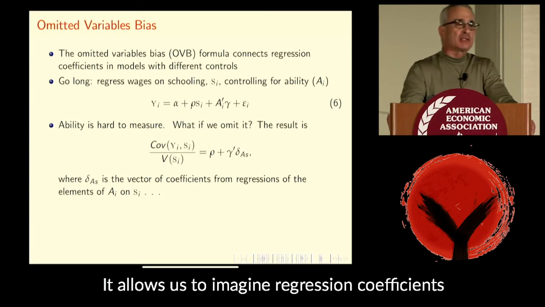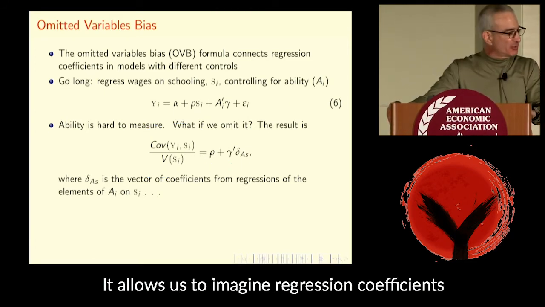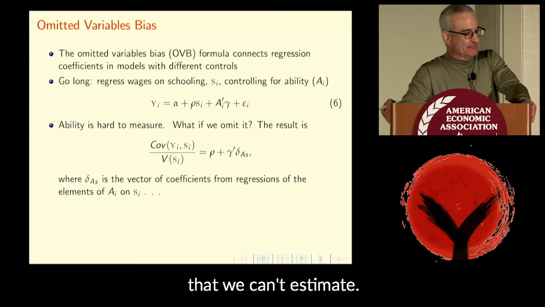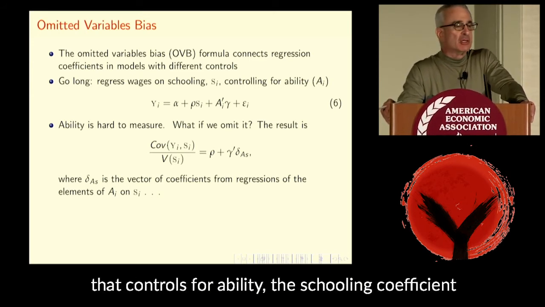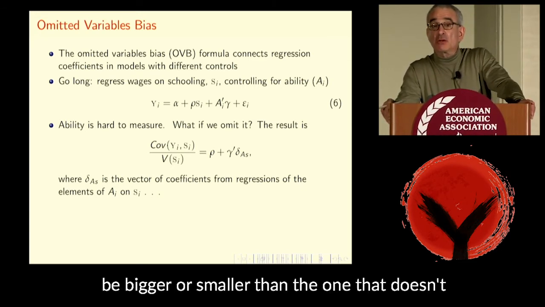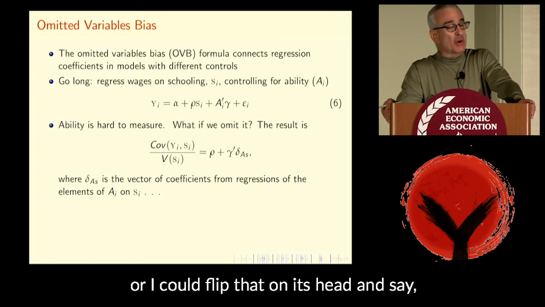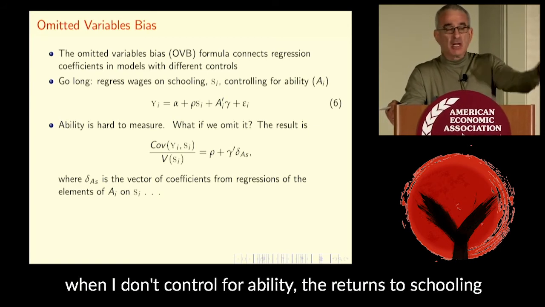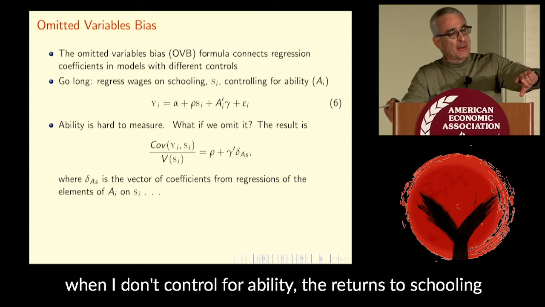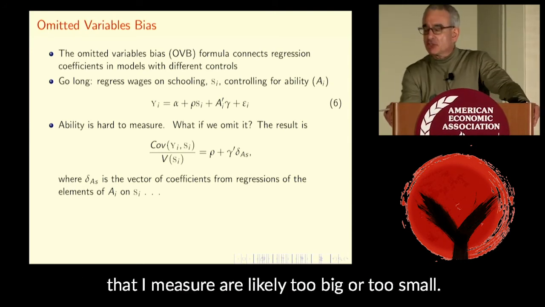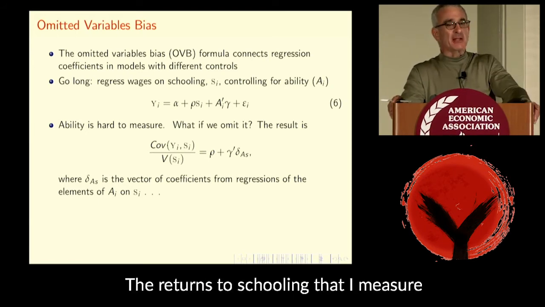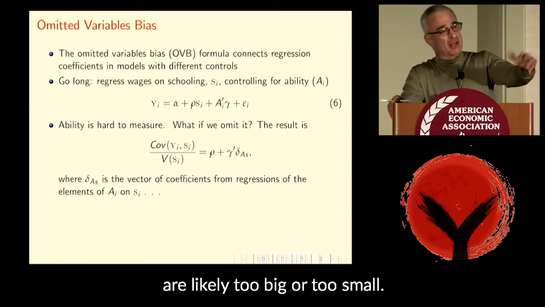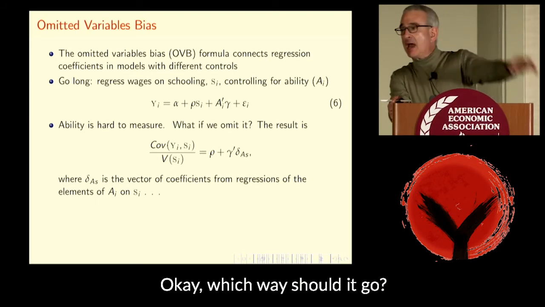It allows us to imagine regression coefficients that we can't estimate and say, well, would the regression coefficient that controls for ability, the schooling coefficient, be bigger or smaller than the one that doesn't? Or I could flip that on its head and say, when I don't control for ability, the returns to schooling that I measure are likely too big or too small. Which way should it go?